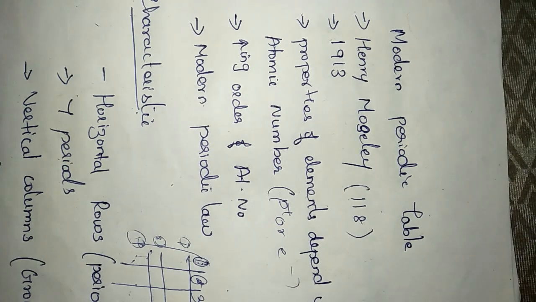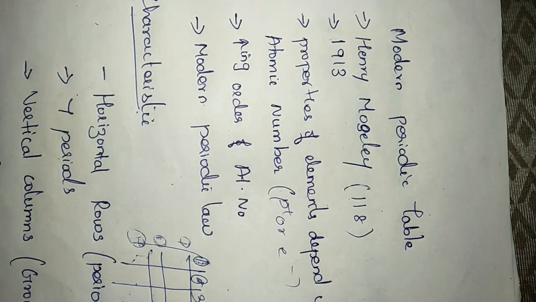Good morning, students. Today we are going to discuss the modern periodic table. Last class we started the classification of the periodic table and we studied several classifications. Shall we see what they are? The first one is Döbereiner.